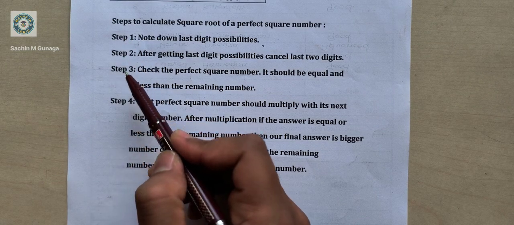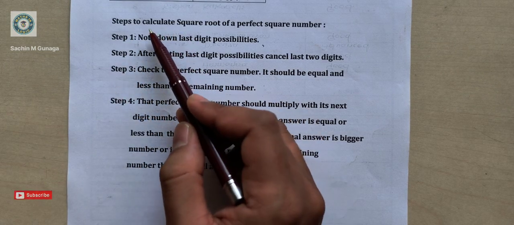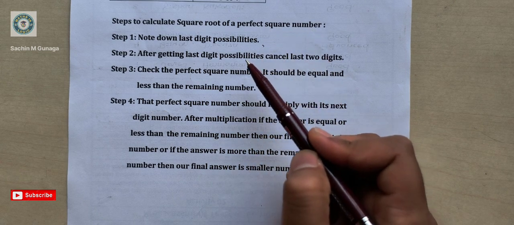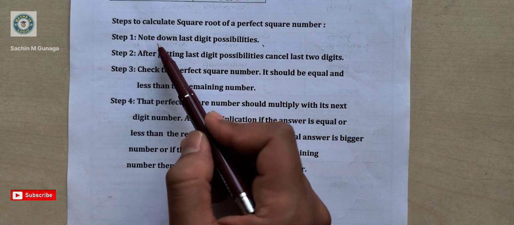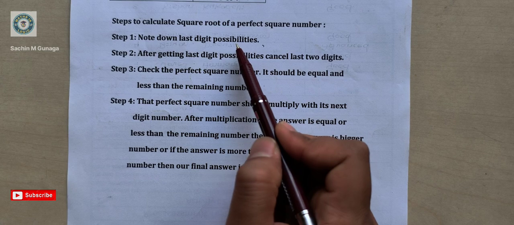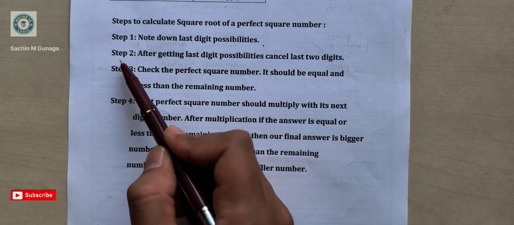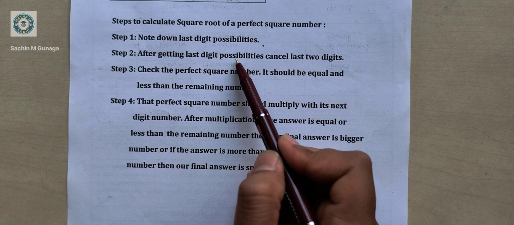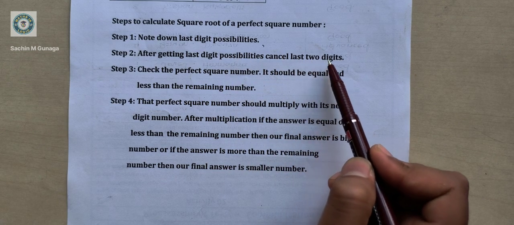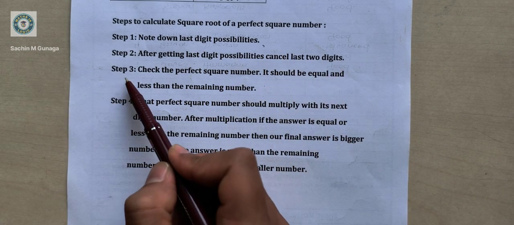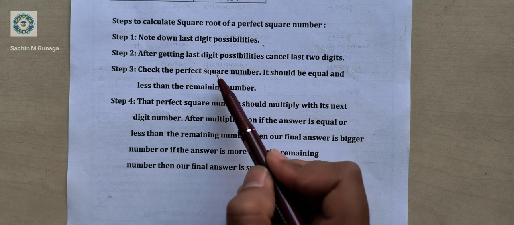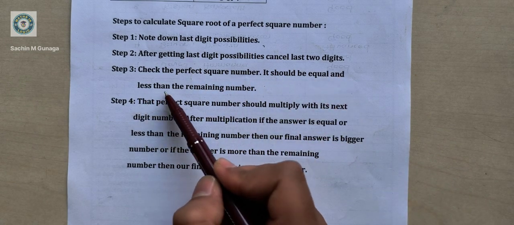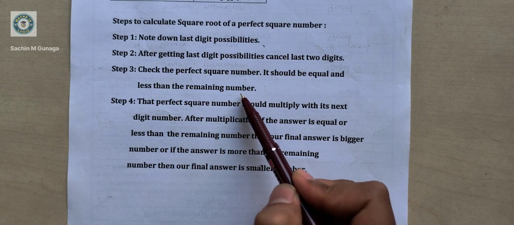So these are the 4 steps we will use to calculate the square root of a perfect square number. Step 1, note down the last digit possibilities. Step 2, after getting the last digit possibilities, cancel the last 2 digits. Step 3, check the perfect square number. It should be equal to or less than the remaining number.